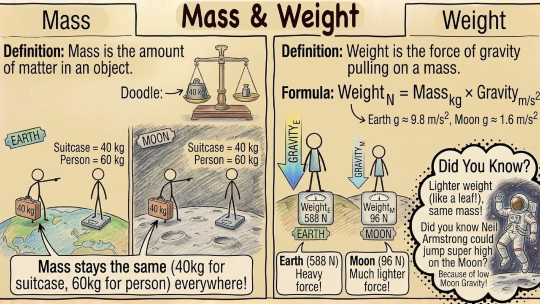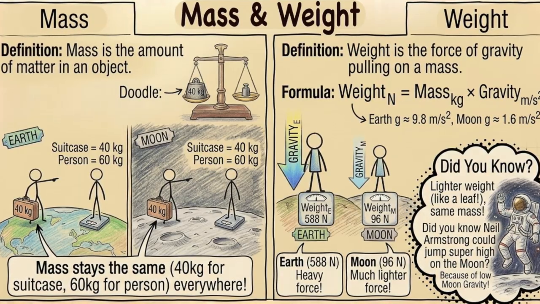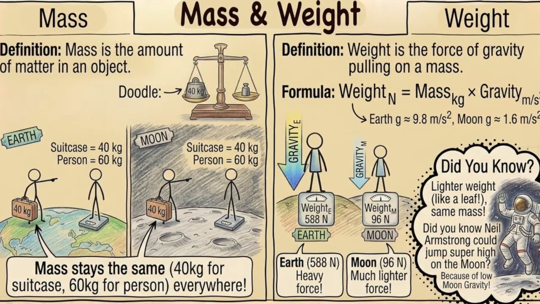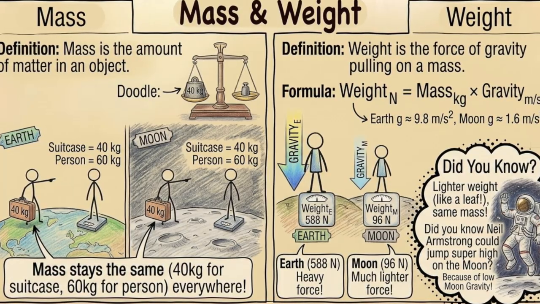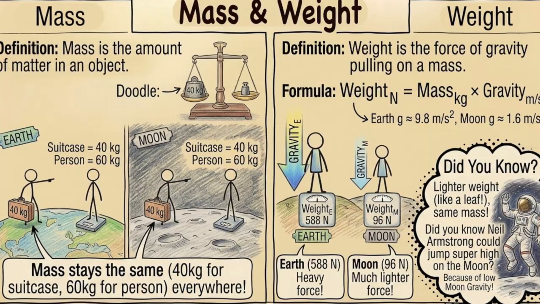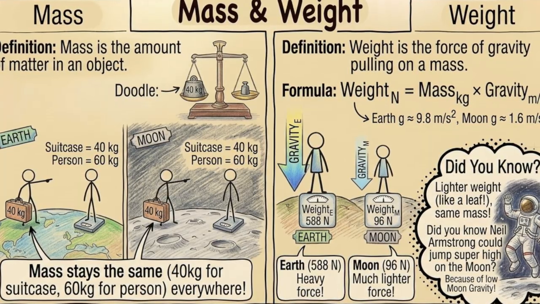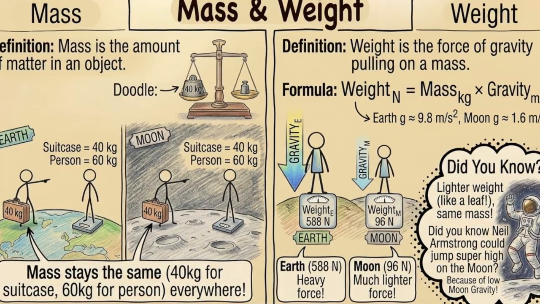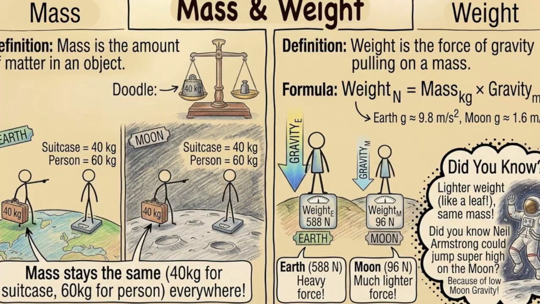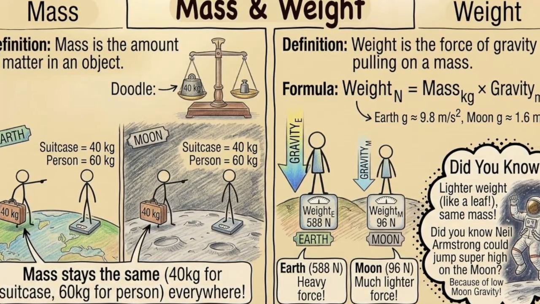Weight. Weight is the force with which gravity pulls an object towards the Earth or another planet. Because gravity is different on different planets, your weight changes. For example, astronauts feel much lighter on the Moon. Let's understand the formula. Weight is equal to mass times acceleration due to gravity, W = m × g, where W is the weight, m is the mass, and g is the acceleration due to gravity.